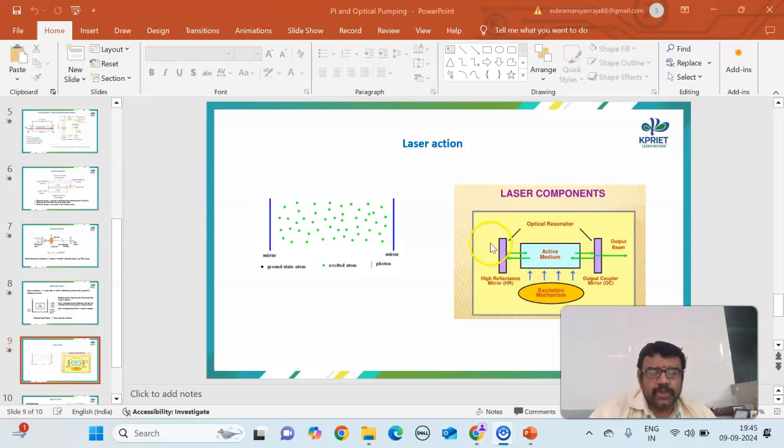So this is the laser action. As we have seen in the previous diagram, you are having active medium here, you are having 100% reflecting mirror, that can be called as high reflectance mirror, and you are having partial reflecting mirror, which may also be called as output coupler mechanism. Here the excitation mechanism is happening, and both these mirrors act as optical resonator. As a result, your output beam is coming here. You are seeing the diagram, you are seeing the video. Here your ground state atom is denoted in the black color, whereas your excited atom is the green color, and the red color line is the emitted photon. So it gets bounced back and forth between these two mirrors.